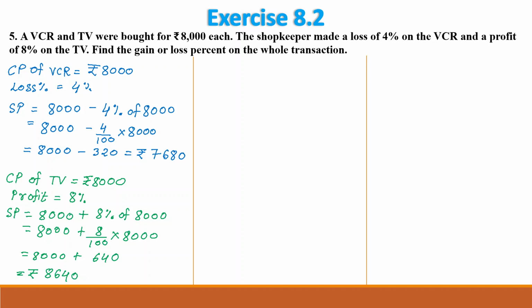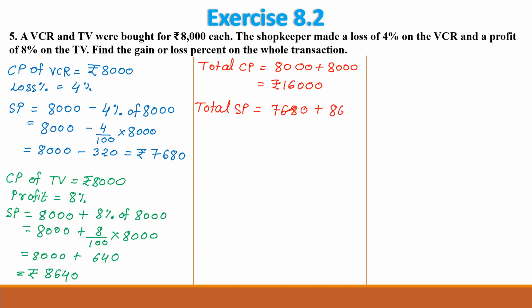Cost price was also already known to us. So now we will calculate the total cost price and the total selling price. So total CP of the whole transaction will be the CP of TV plus CP of VCR, that is 8,000 plus 8,000, and it is equal to rupees 16,000. In the same way we calculate the total selling price, which will be equal to rupees 7,680 plus 8,640, and that is equal to rupees 16,320.